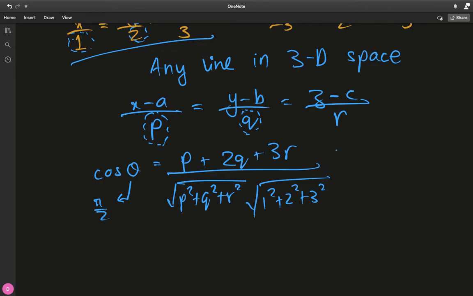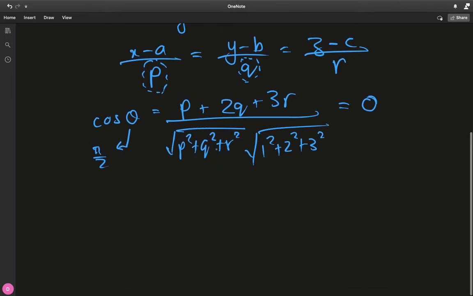So cosine pi over 2 is 0. Since these square root terms are always positive, we can just throw them on that side to get p plus 2q plus 3r equals 0. That's equation 1, keep that.